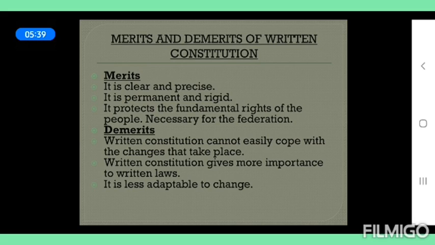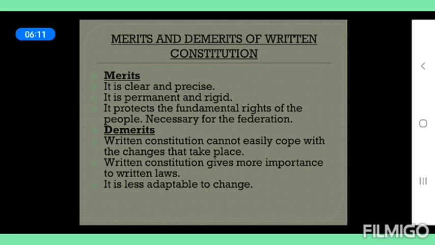Okay, and why is it necessary for a federation? Because the provisions regarding the division of power should be written. So that means in the division of power, we can see that there are the central government and the state government in such cases. That means the functions of the central government and the state government should be demarcated properly. So in this case, the written constitution is very, very important. Okay, so these are the merits of written constitutions.